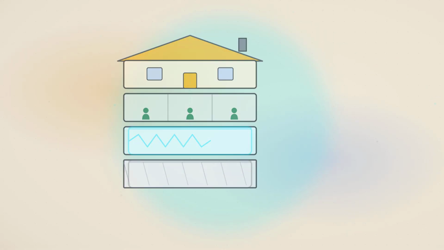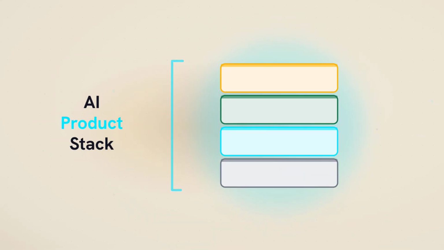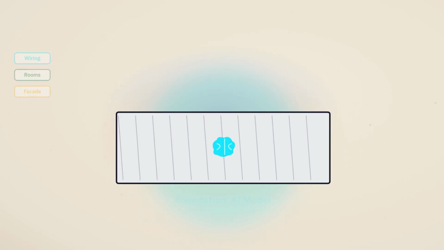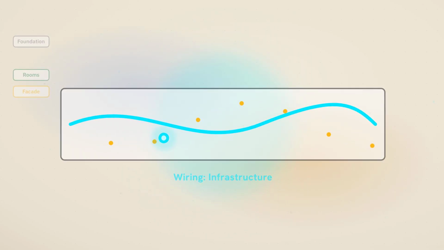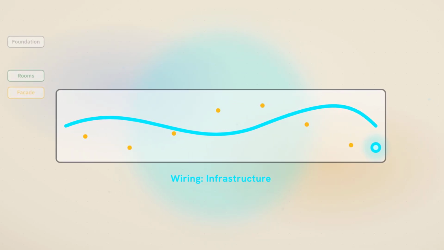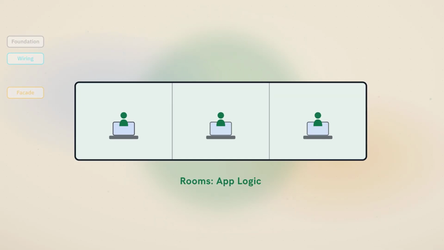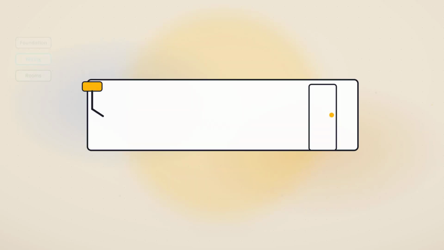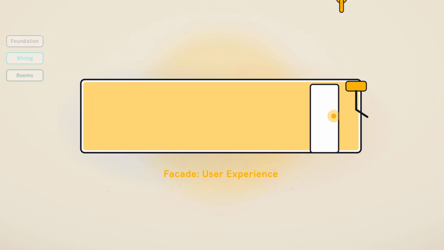Now let's map those house parts directly to the tech you actually use. We call this whole setup the AI product stack. The foundation is your AI model, which is the heavy concrete that does the actual thinking. The wiring is your infrastructure, acting like the pipes and cables that route data back and forth. The rooms are your app logic, giving users specific spaces to actually get their work done. And the facade is your user experience, which is the pretty panes and doors the customer actually touches.